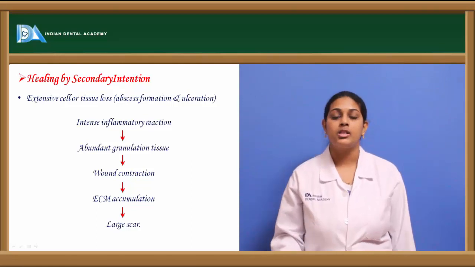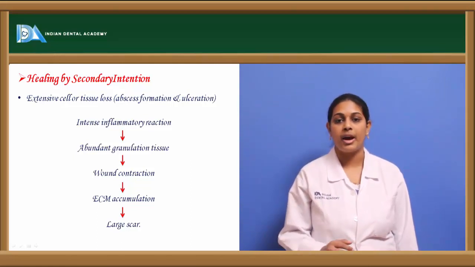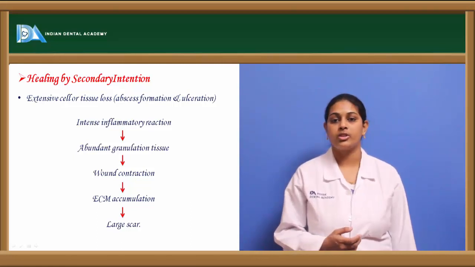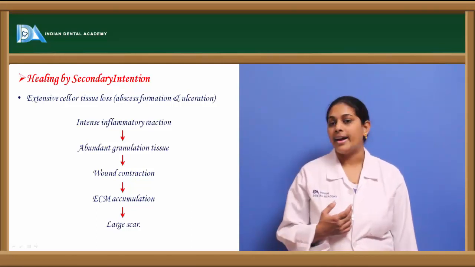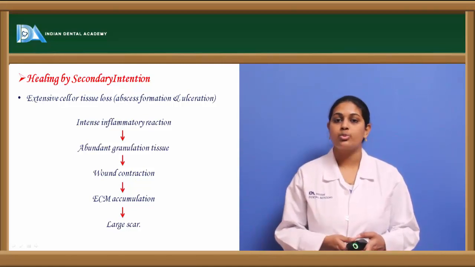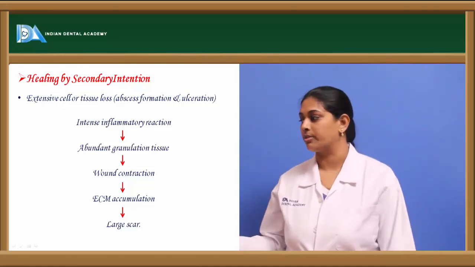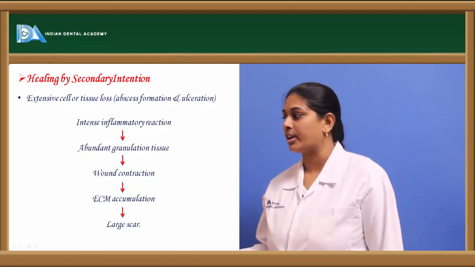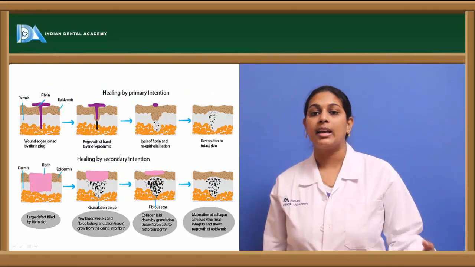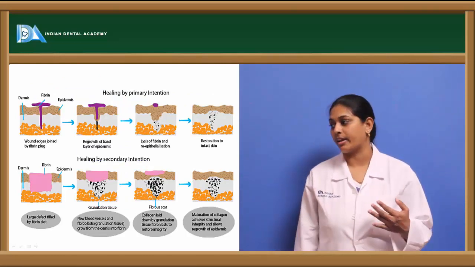That is, the components of the extracellular matrix, the fibroblasts, collagen fibers, blood vessels, other macrophages and neutrophils, get accumulated, and once they get accumulated, they result in the formation of a scar. Since it is a large wound, it results in a large scar formation. This is what happens in healing by secondary intention. So there is a picture representation showing the differences between healing by primary intention and healing by secondary intention.